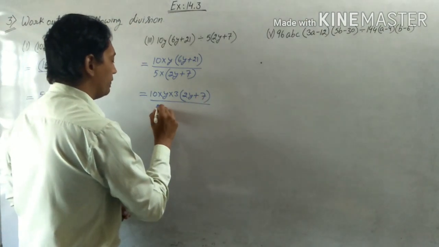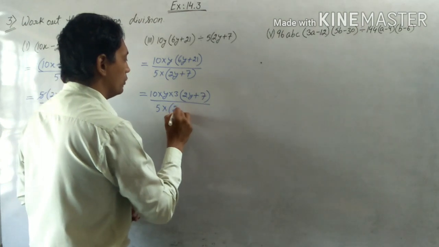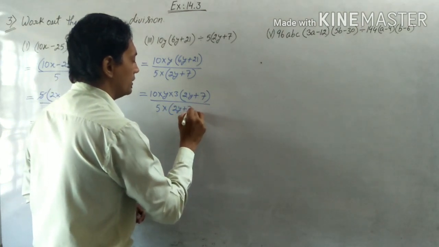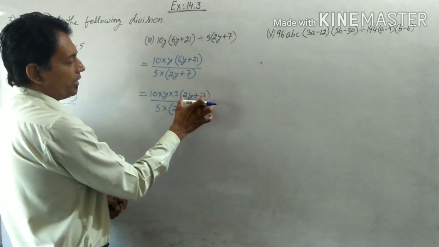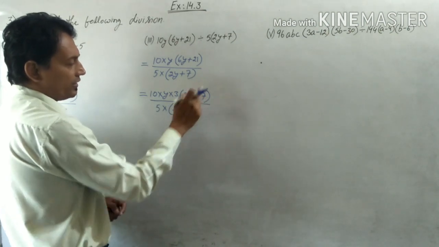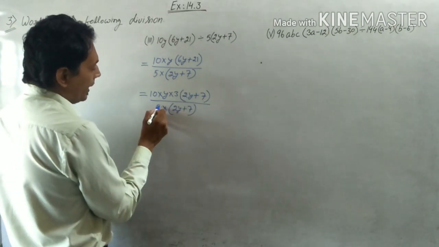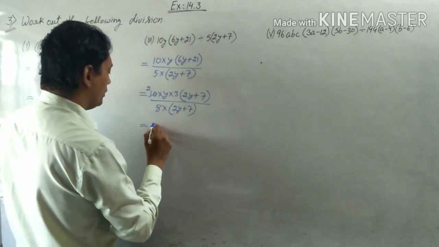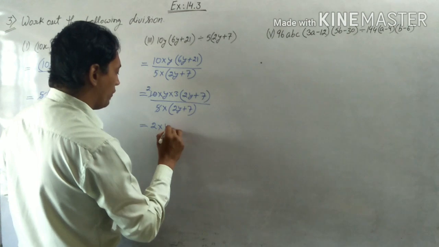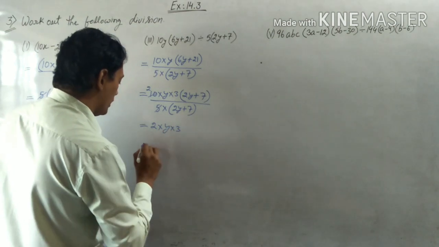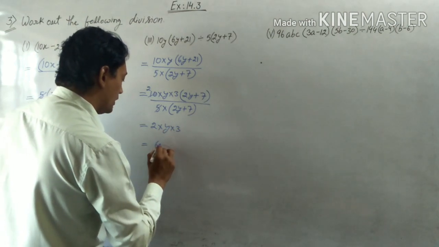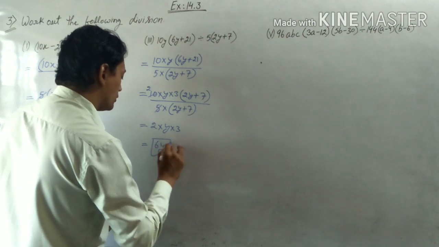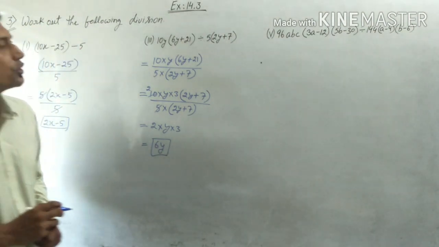And in the numerator we have 5 into 2y plus 7. As you can see, the bracket part 2y plus 7 is common, so it gets cancelled. And 5 ones are 5 and 5 twos are 10. So you're remaining with 2 into y into 3, that can be written as 6y. So this is your final answer after division.